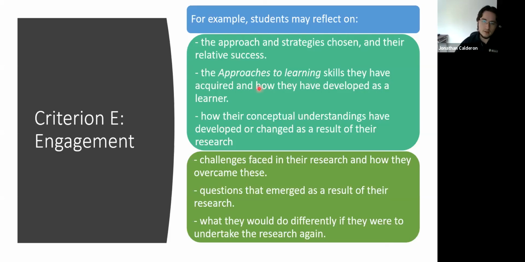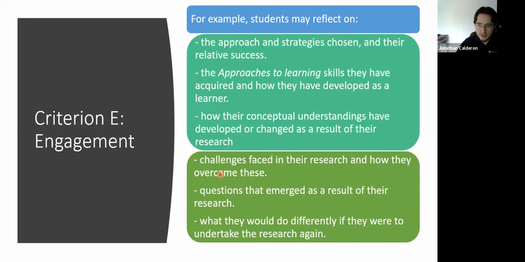The processes to learning skills, the approaches to learning skills they have acquired and how they have developed as a learner. So again, very related to the IB approaches to learning, the students should know about this in order to apply them. How their conceptual understanding has developed or changed as a result of their research. I've had students that try to prove something and they find out that what they're trying to prove is the opposite to what they thought, okay? So that also shows growth. They can say, okay, I was mistaken at the beginning, but because of the process, I was able to change my mentality in whatever subject they were analyzing, okay?